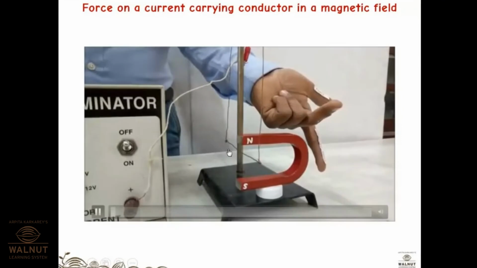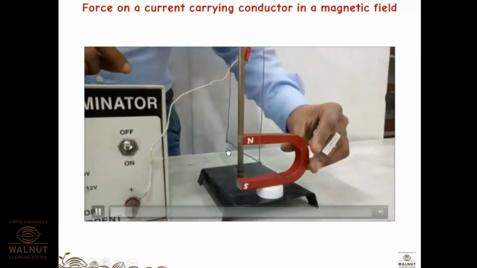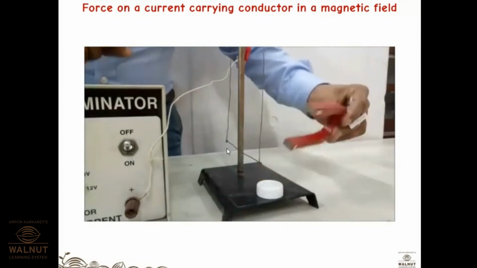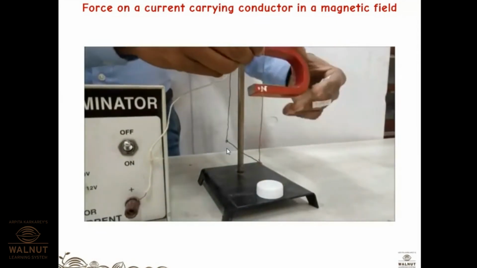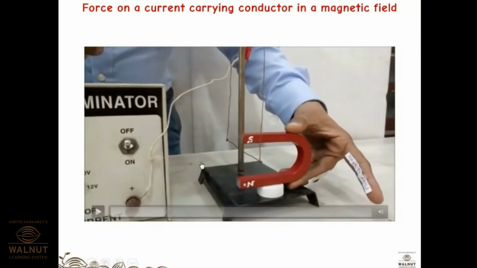If we change the direction of the magnetic field, what happens? To change it, let's turn this magnet upside down. Now we can see that the south pole is up and the north pole is down. Now what is the direction of B, the magnetic field? Upward. Current is the same because we have not reversed the current. Now we will see the deflection direction.